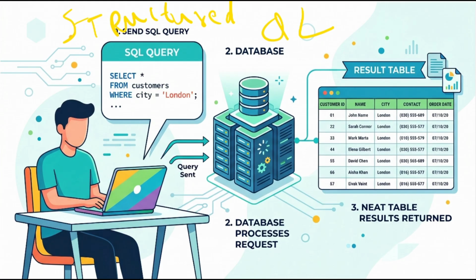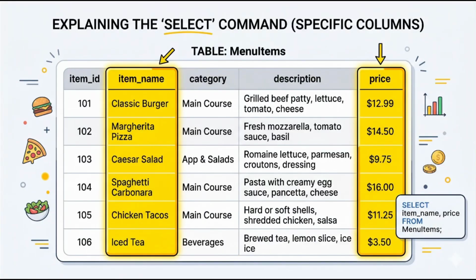SQL is not just random code. It is a structured way of asking for information. In a restaurant, instead of searching every record manually, the manager can simply ask the database a question using SQL, and the database quickly returns the exact result. So the flow could be said as: send an SQL query to the database. The database will generate neat results which can be understood very easily.